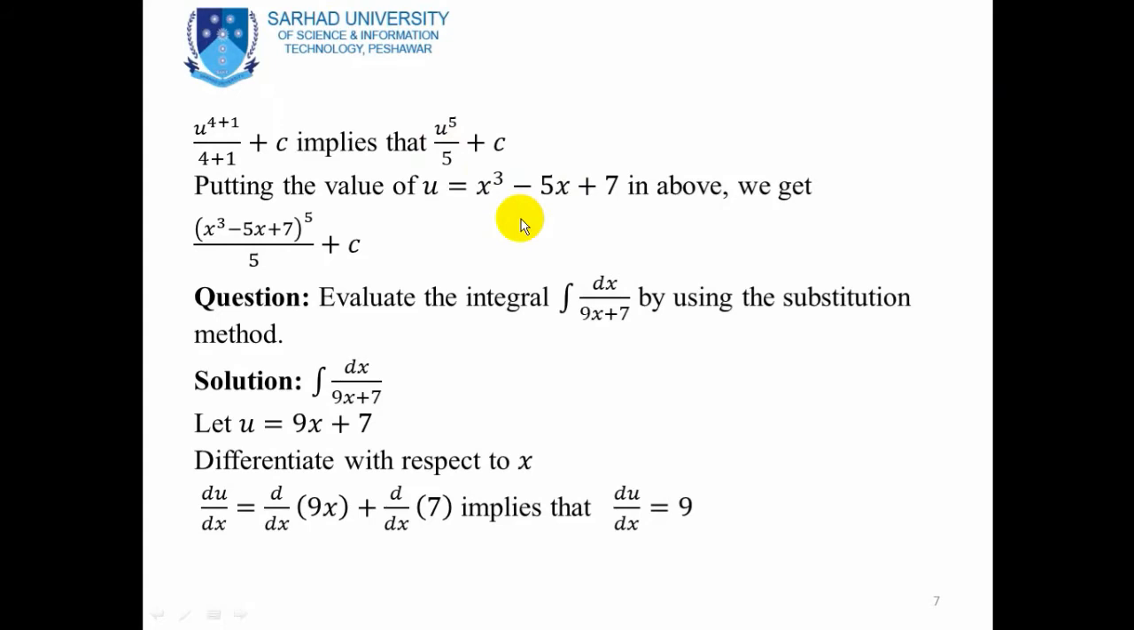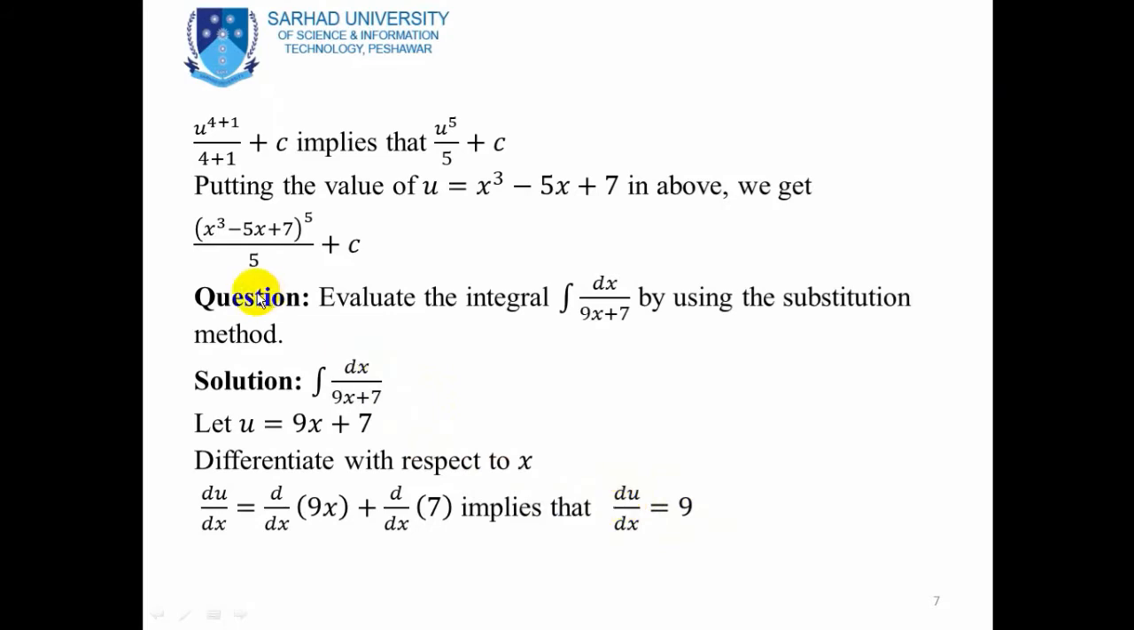So in this problem, dear students, you see over here, we suppose 9x plus 7 is equal to u. Now try to convert dx into the new operator du. For this purpose, differentiate this supposition with respect to x. So du by dx is equal to the derivative of 9x with respect to x plus the derivative of 7 with respect to x. The derivative of x is 1, so we obtain 9, and the derivative of 7 is 0. So du by dx is equal to 9. Now we want to convert dx into terms of du. By cross multiplication we obtain du is equal to 9 dx. So 1 over 9 du is equal to dx.